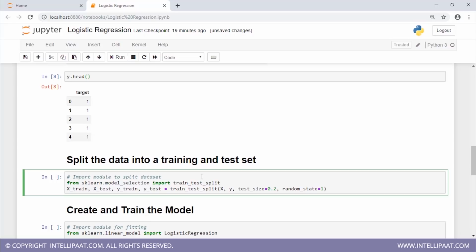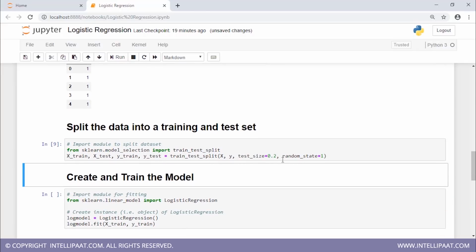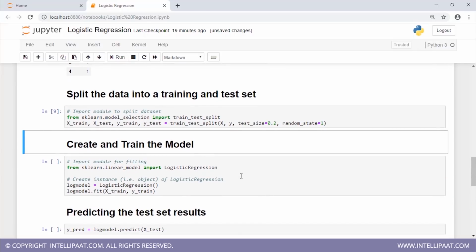For that purpose, I'd have to load up the train_test_split method from sklearn.model_selection, and over here I'm setting the test size to be equal to 0.2. This means that 20% of the records are in the test set and the rest 80% of records are in the training set. I'll click on run again. Now we have divided the data set into training and testing sets.